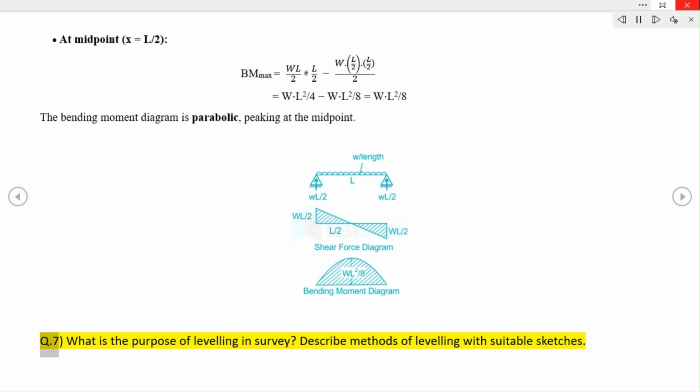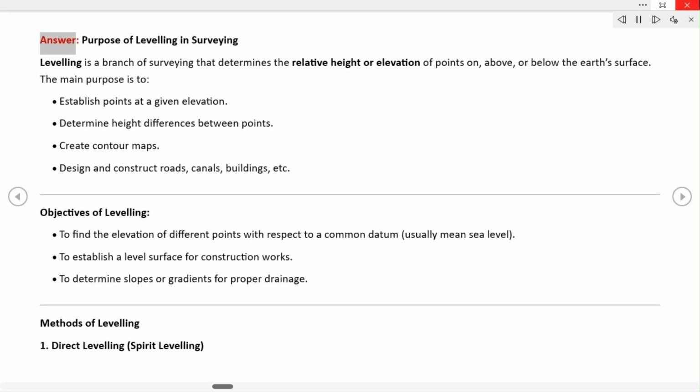Seven quetzales: what is the purpose of leveling in surveying? Describe methods of leveling with suitable sketches. Answer: purpose of leveling in surveying. Leveling is a branch of surveying that determines the relative height or elevation of points on, above, or below the Earth's surface. The main purpose is to establish points at a given elevation, determine height differences between points, create contour maps, and design and construct roads, canals, buildings, etc.